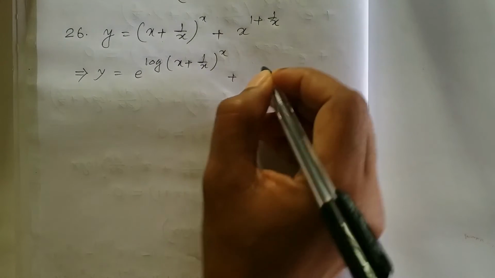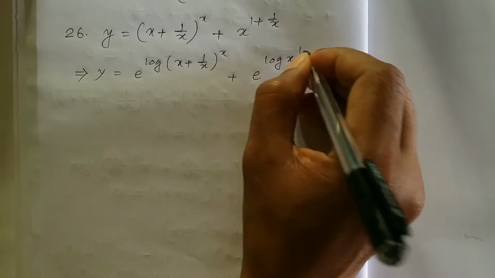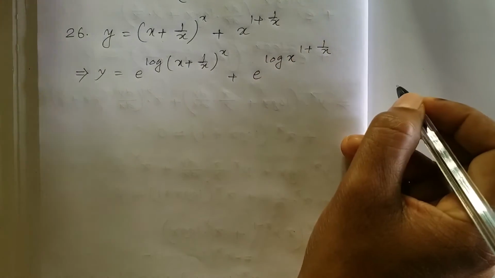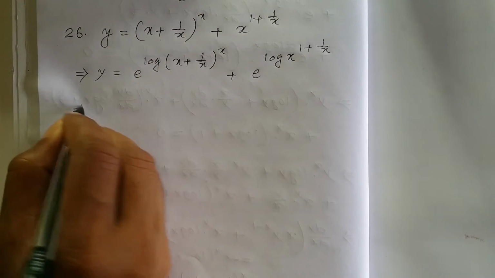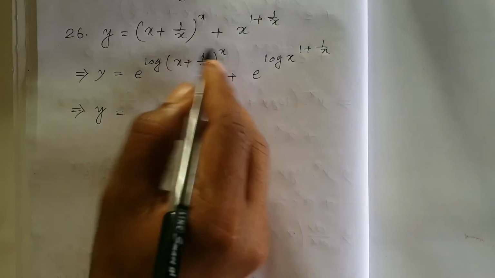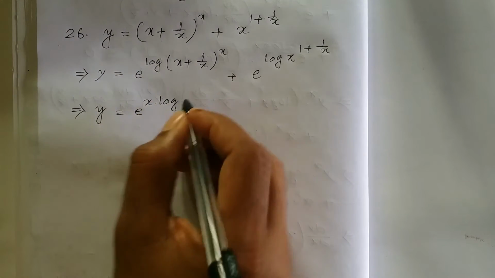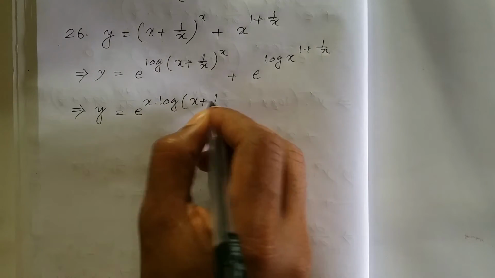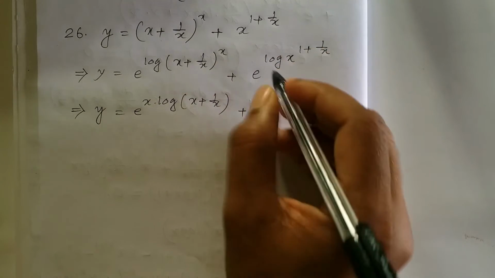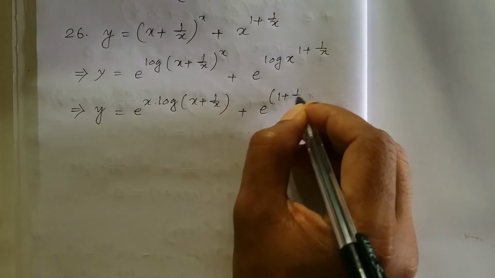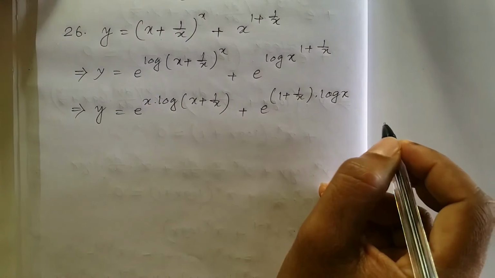Then plus, it is also e to the power log of x to the power 1 plus 1 by x. This is the function now. So that implies y is equal to, this x will come in front of log. So it is e to the power x into log of x plus 1 by x. Then plus e to the power, this total power will come in front of log, that is 1 plus 1 by x into log of x. This is our expression now.